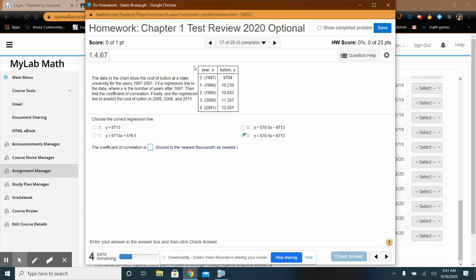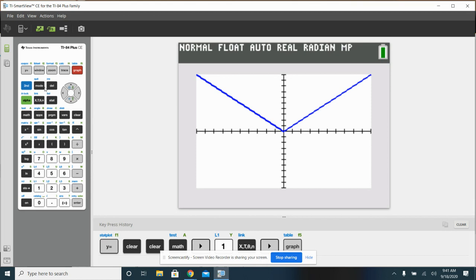Because if you pay special attention to this table, you can see that 0 goes with 9,764, which means that there has to be a y-intercept that is close to positive 9,764. And the only one that has a choice close to that is choice D. Now, if you are going to use your calculator to do that part, we can go ahead and do that. I will show you. I wrote my numbers on paper so we could go a little quicker.